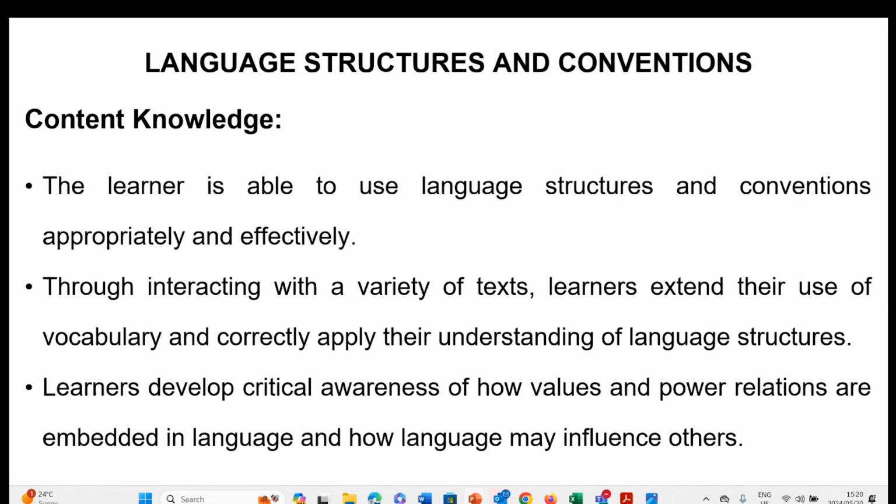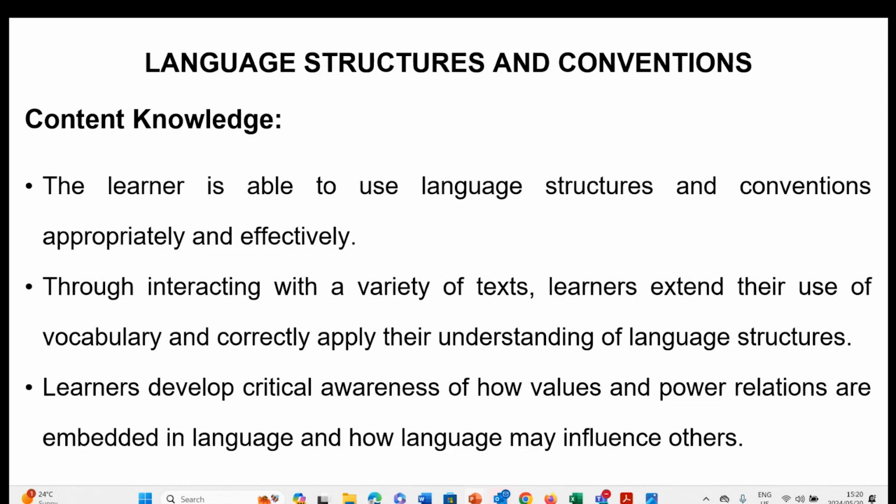And the final language skill that we're going to discuss this afternoon, language structures and conventions, one that is not always easy to teach our learners. But the content knowledge that we need to ensure that they master at the end of the year is that the learner is able to use language structures and conventions appropriately and effectively. Through interacting with a variety of texts, learners extend their use of vocabulary and correctly apply their understanding of language structures.